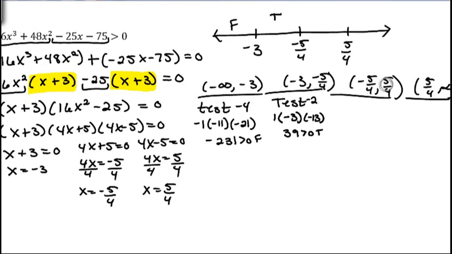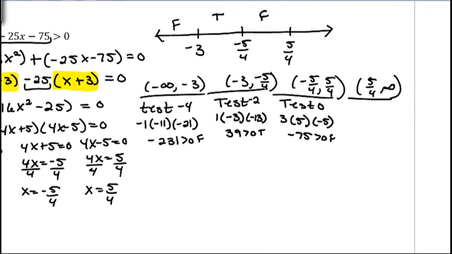And then between negative 5/4 and positive 5/4, we can test 0. And so 0 plus 3 is 3. And 4 times 0 is 0, plus 5 gives us 5. And 4 times 0 is 0 again, and then minus 5 gives us negative 5. So we get negative 75, and that is not greater than 0, so that interval tests false.